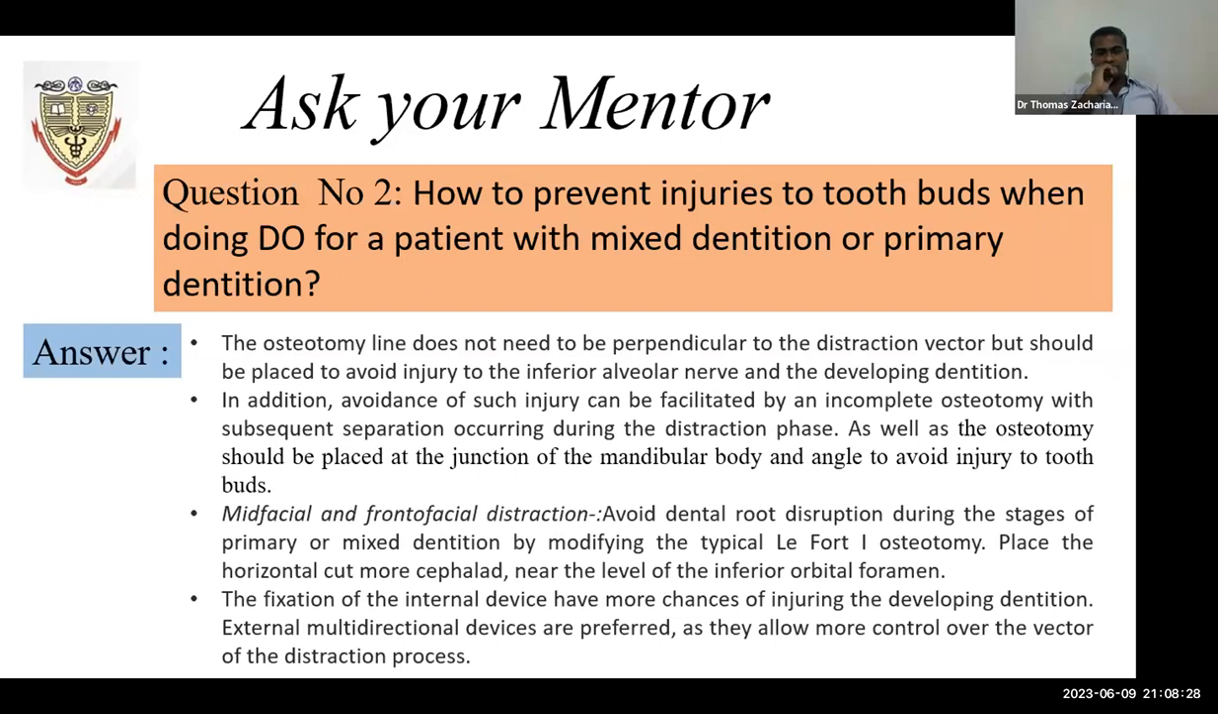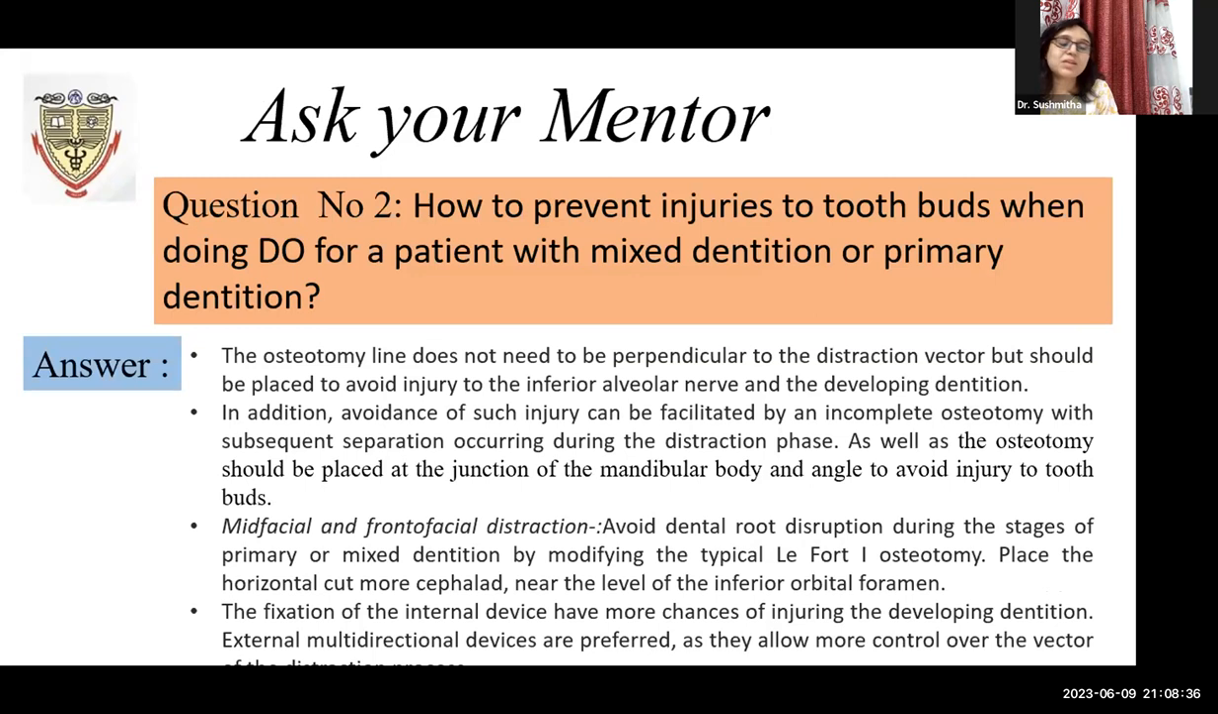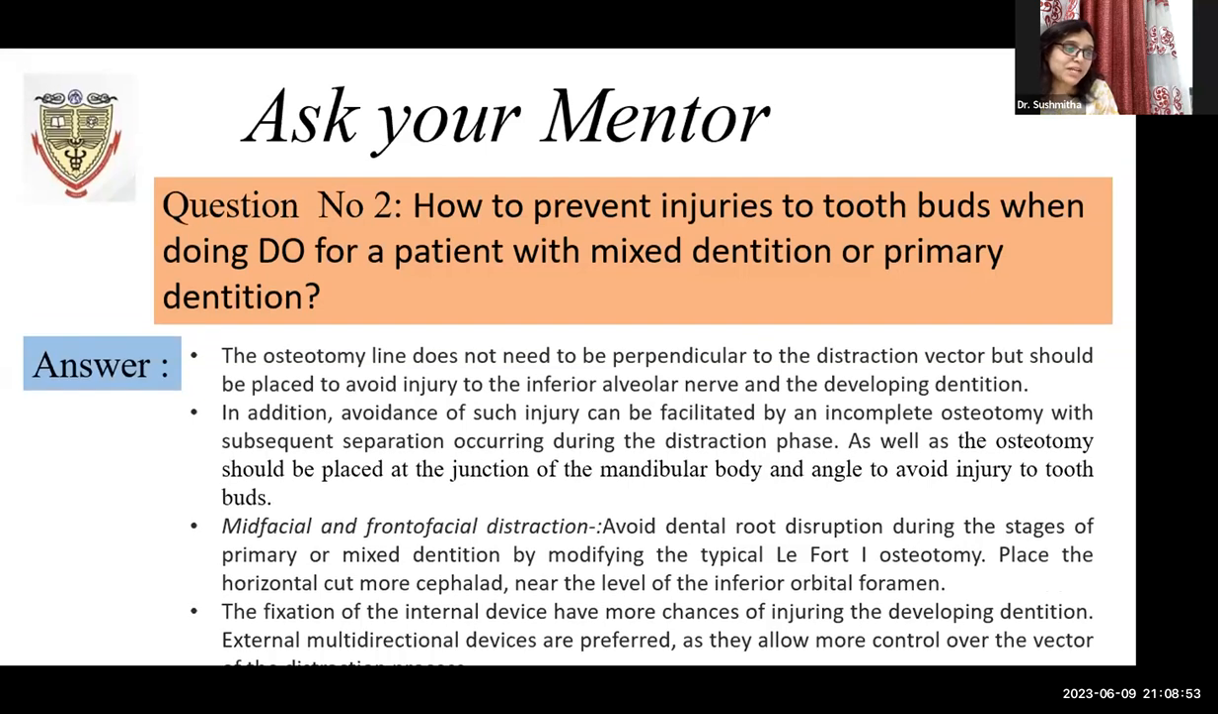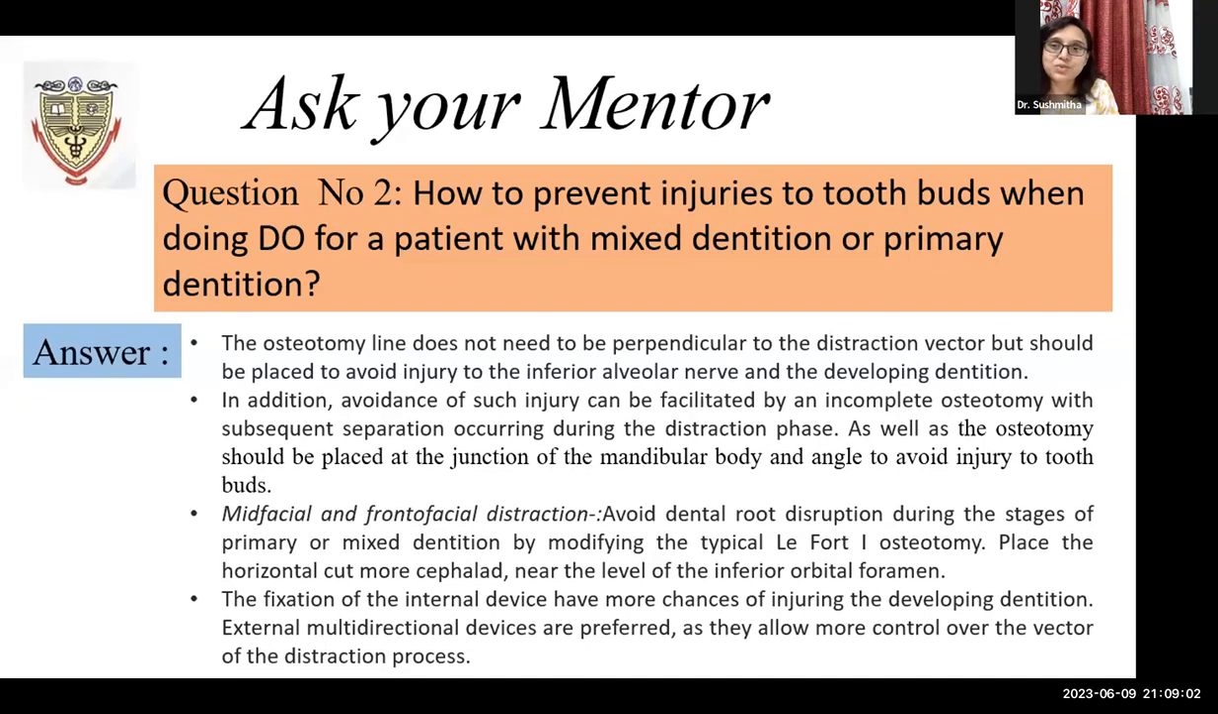Yes. So when we consider this situation, it is mostly encountered in mandibular distraction and of course in the maxillary as well, but the planes and the anatomy are so different that the planning of the osteotomy cut should be planned according to that. So basically when you are doing the mandible, you avoid the whole area where you can find the tooth buds. It doesn't need to be exactly perpendicular to the distraction vector, but it can be placed in such a way to avoid injury to the nerve and the developing dentition.